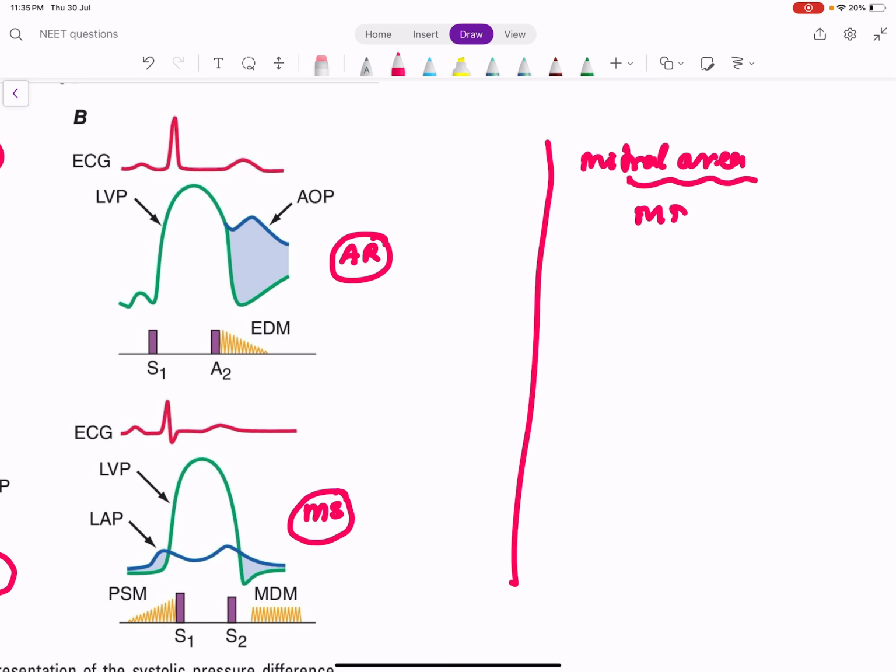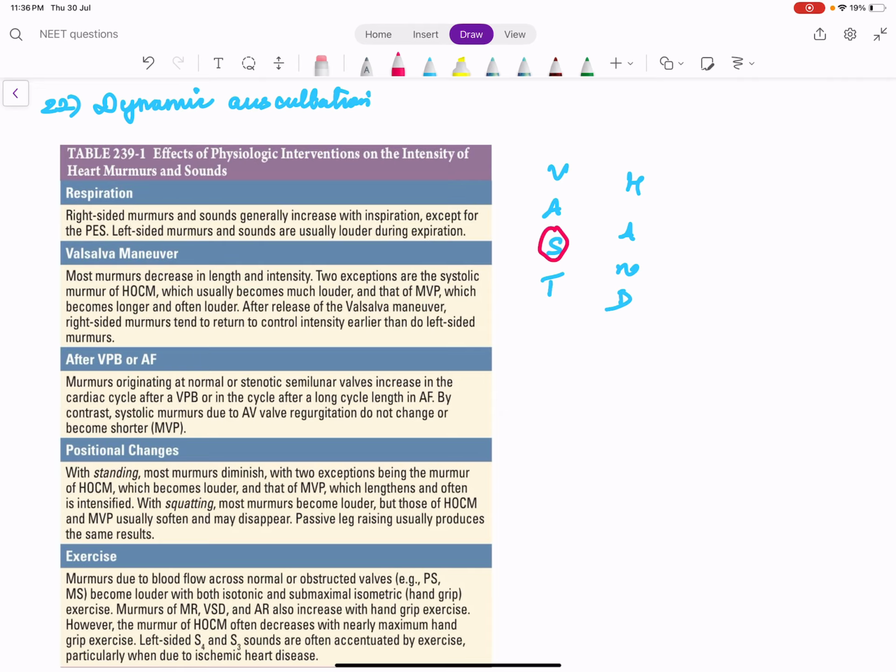There is something called dynamic auscultation. Usually when we stand, what happens? The blood flow to the heart reduces. When blood flow to the heart reduces, the intensity of the murmur reduces. So with standing, most murmurs diminish. The same thing is with Valsalva. When we blow against a closed glottis, due to increased intrathoracic pressure, venous return reduces. So when we do a Valsalva or when we stand, all murmurs will decrease.